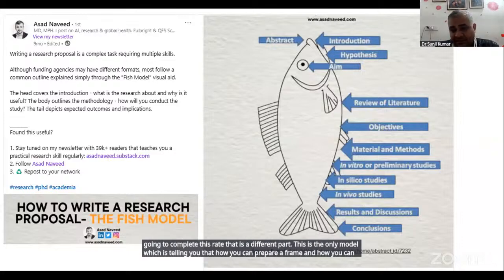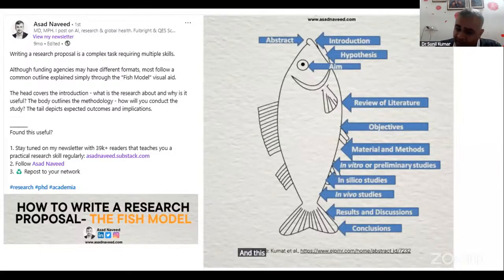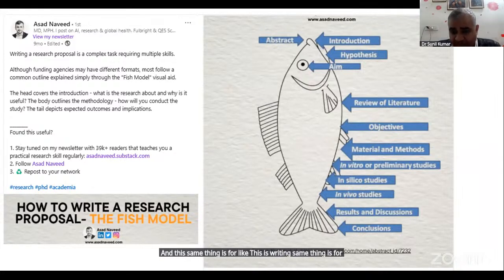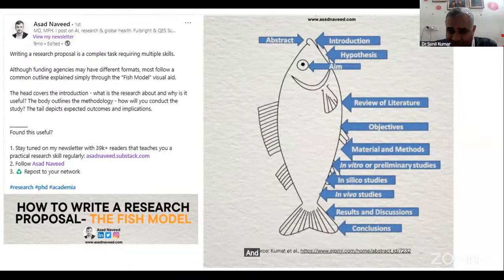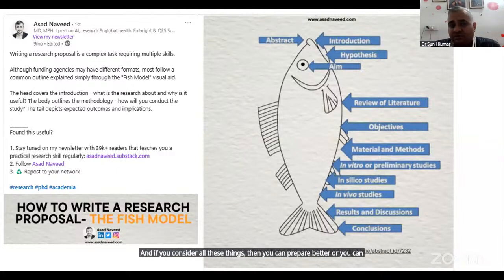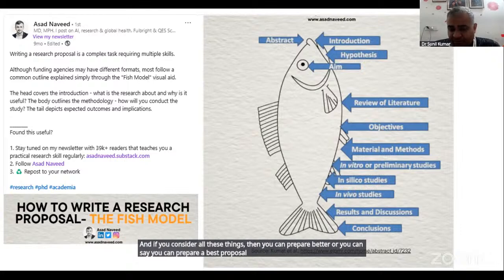And the same thing is for thesis writing, the same thing is for review of literature if you're writing, and the same thing is for any kind of experiment. So you have to mention all these things. And if you consider all these things, then you can prepare a better, or you can say the best proposal, the best thesis you can prepare, right?